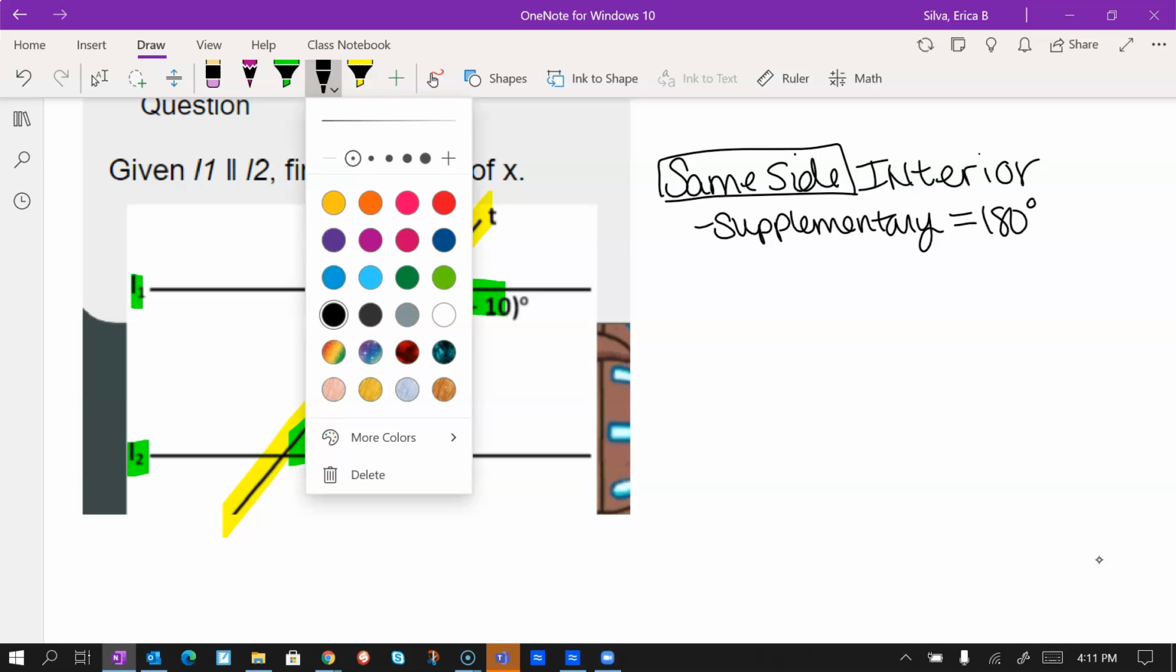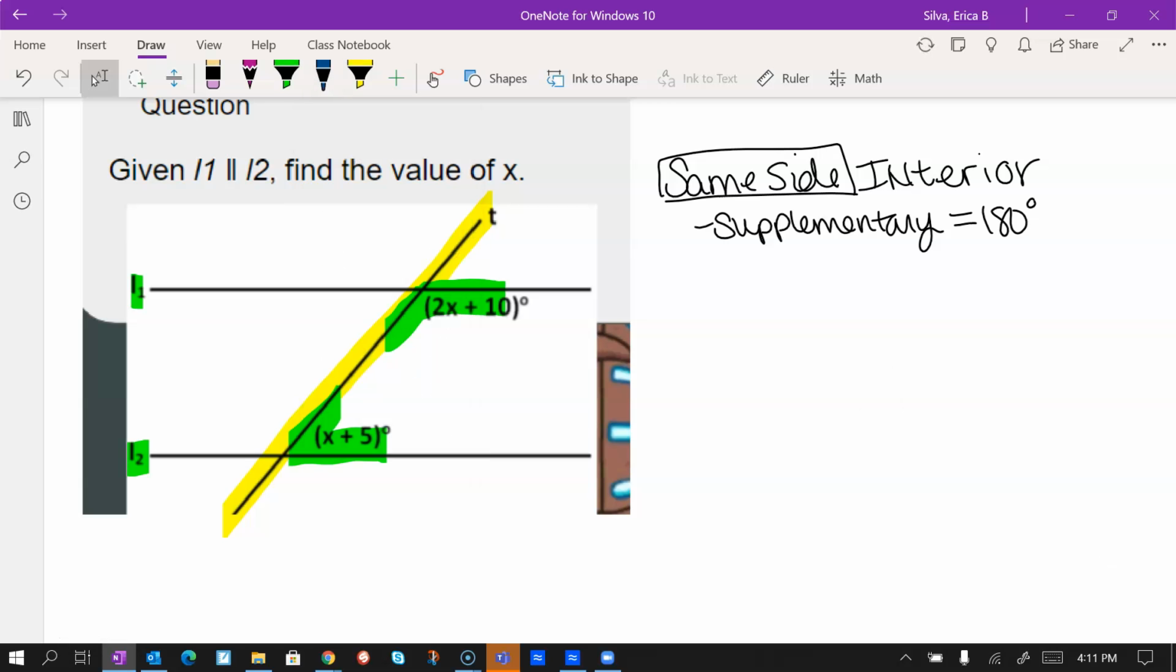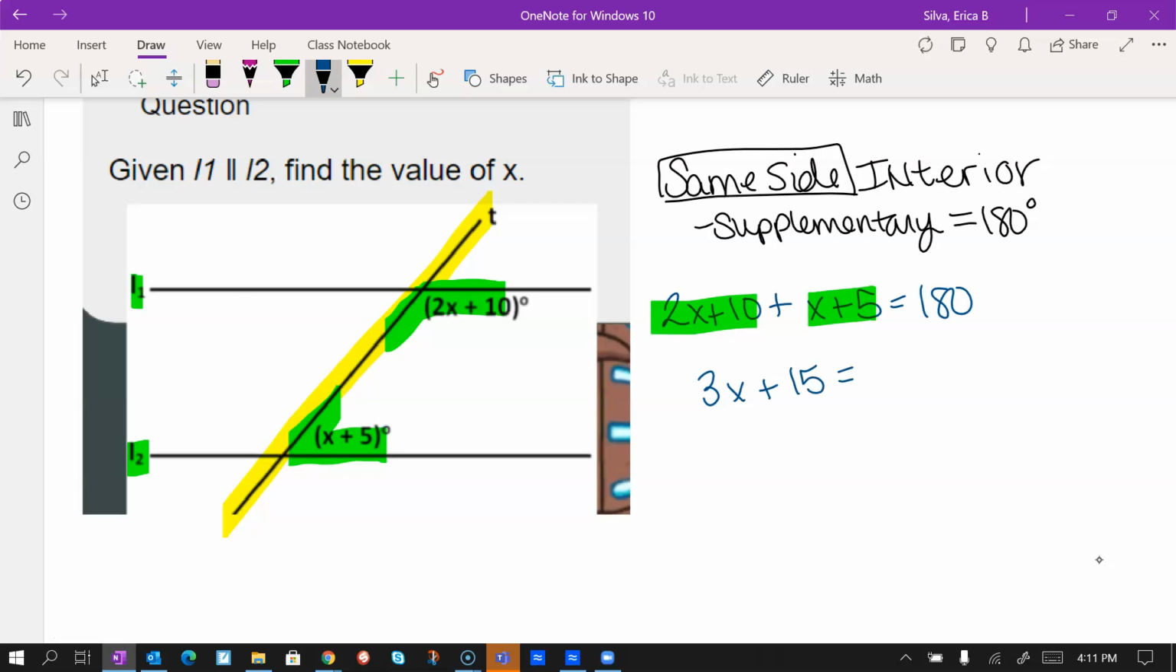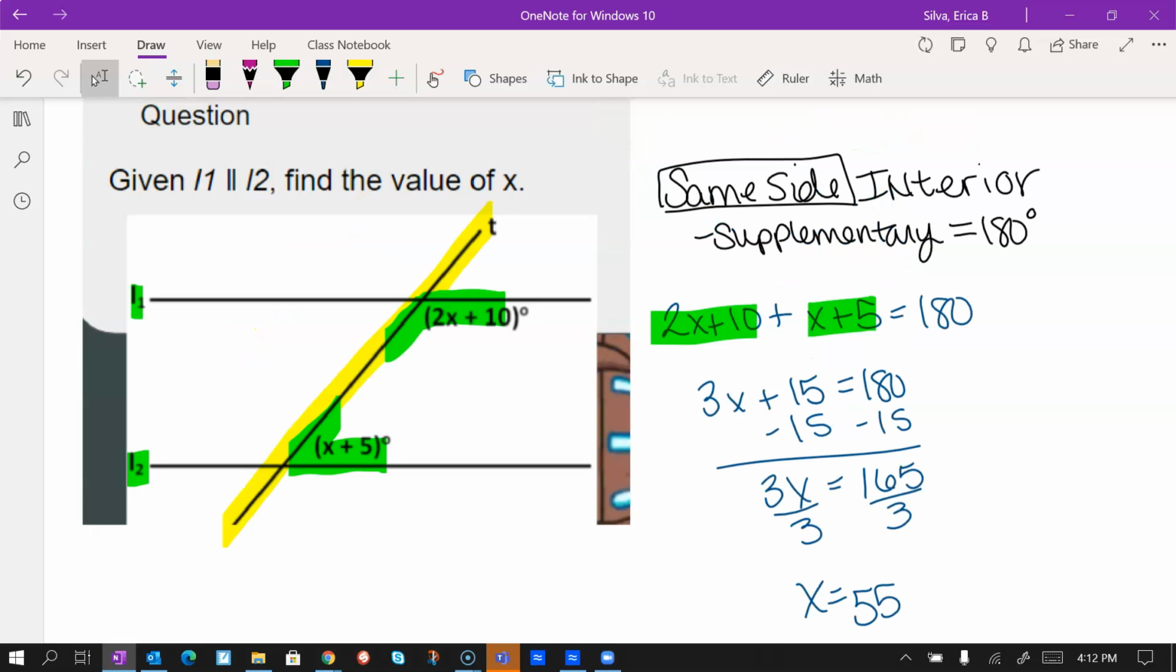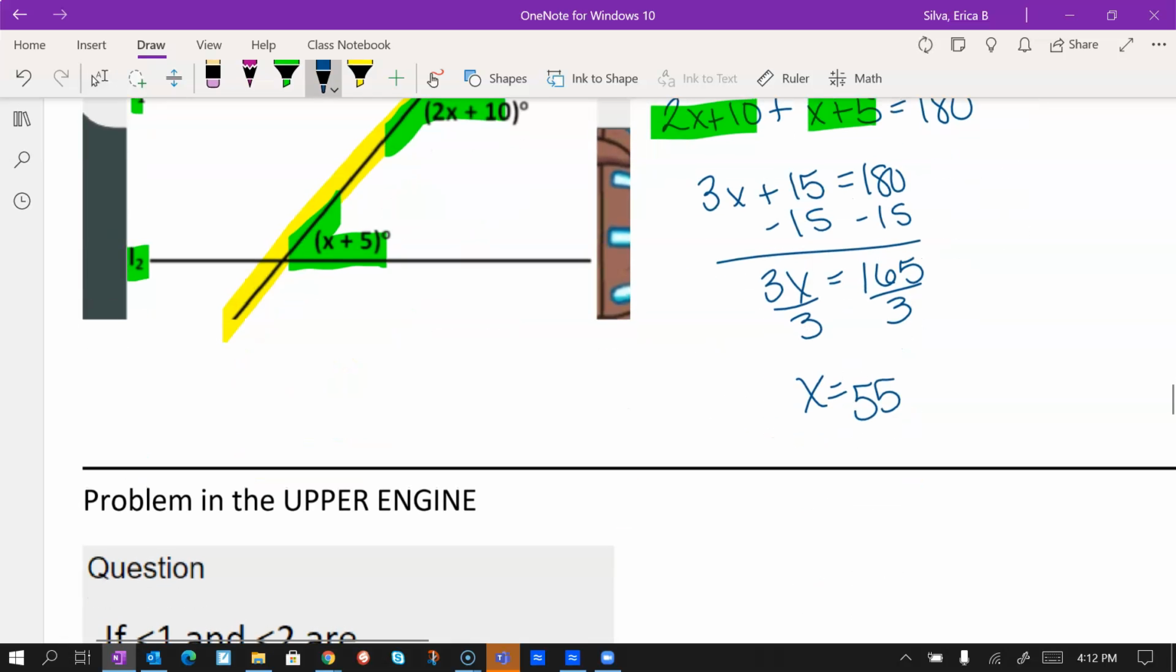So let's go ahead and write our equation. We've got 2x plus 10 plus x plus 5 is equal to 180 degrees. So this is the first angle, this is the other angle. And then we combine like terms, 3x plus 15. That gives us 165 divided by 3, and x is equal to 55. We go back, they're asking us to find the value of x, so as soon as we get x is 55, we are good to go.